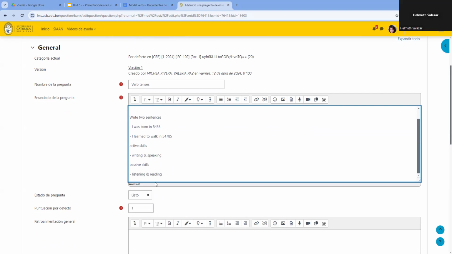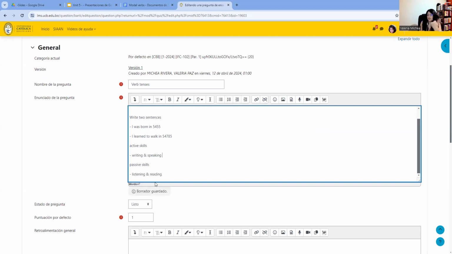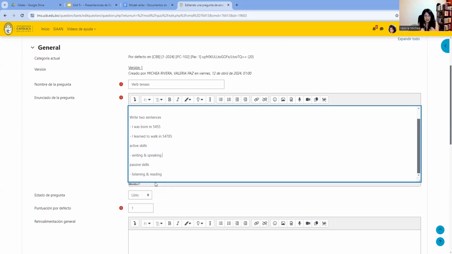Yeah. So why do we divide them into active and passive skills? It's because when you are using passive skills, you are receiving information. You are listening, you are receiving the information. You are reading, again, receiving the information. Whereas when you are writing and speaking, you are producing the information. That's why they are called active skills.